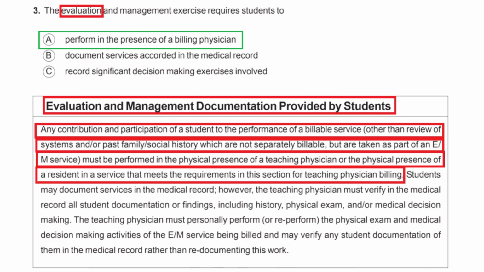The correct answer is indeed A. Perform in the presence of a billing physician. Let's break down why this is the correct option and why the other options are incorrect. A. Perform in the presence of a billing physician.